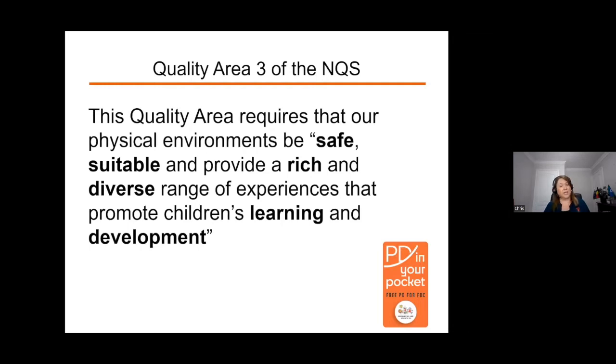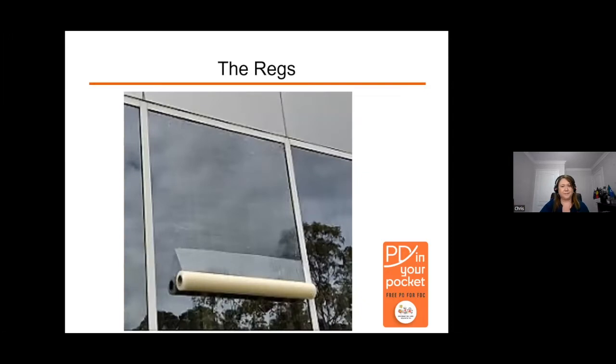So essentially, Quality Area 3 is telling us that our environments need to be safe and to support the children's learning through play. So hopefully you can say yes to that. Okay, the regulations. So again, a very important reason as to why we need to make sure our environments are safe. But the most important parts of the law and regulations in regard to physical environments require your family daycare provider to ensure that your environments in your home are safe for children.